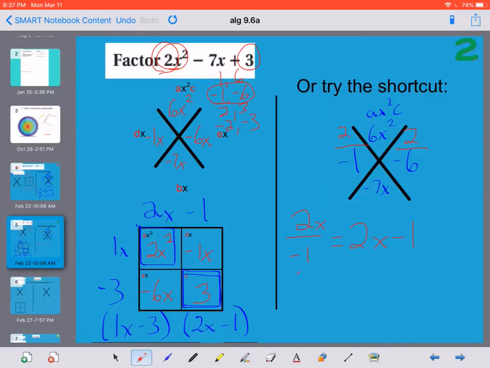Over here, we'll have 2 over negative 6. I'm going to put an x there. Now this can be simplified. I can take a 2 out of both of these. So 1x and negative 3. That's going to give me 1x minus 3. So if you look, we get the same answer, 2x minus 1 and 1x minus 3. Same answer.